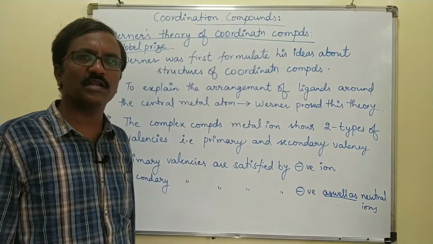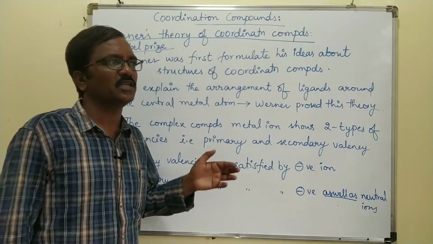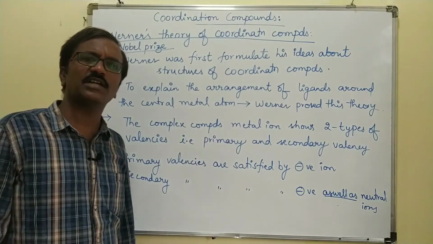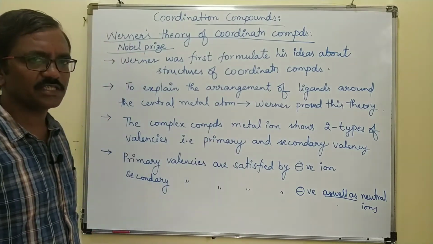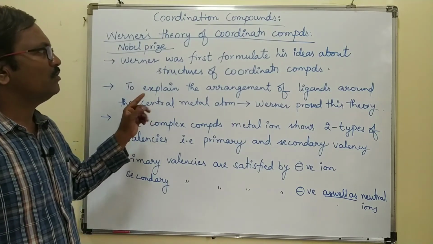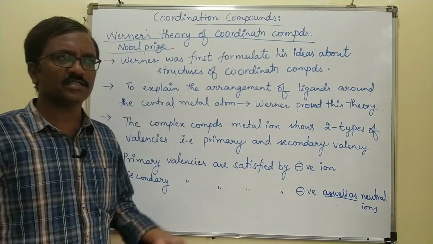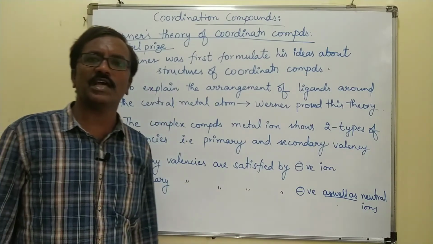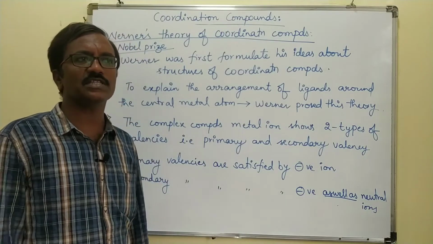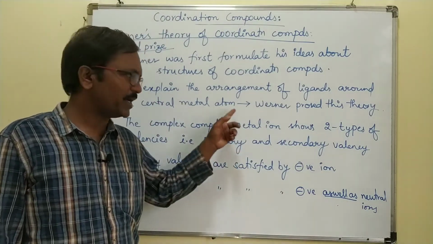Werner was the first to propose this coordination chemistry and he worked extensively on it. That's why he won the Nobel Prize. So what does the theory say? What is the main concept? This theory explains the arrangement of ligands around the central metal. How the ligands are arranged around the central metal atom.